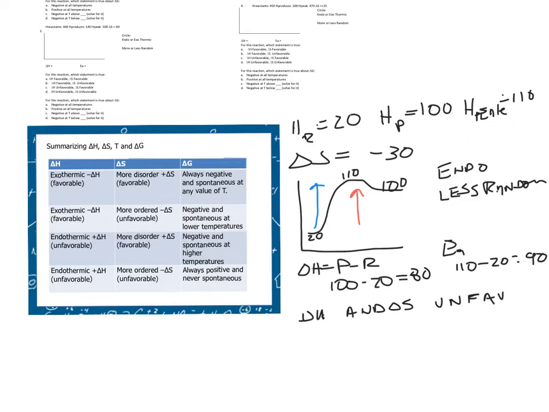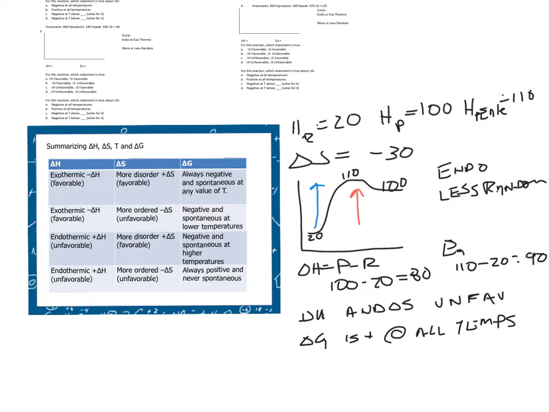And then the second one asks me about delta G. This tells me that the delta G is going to be always positive. So I'm going to choose the option that says delta G is positive at all temps because it's always positive.